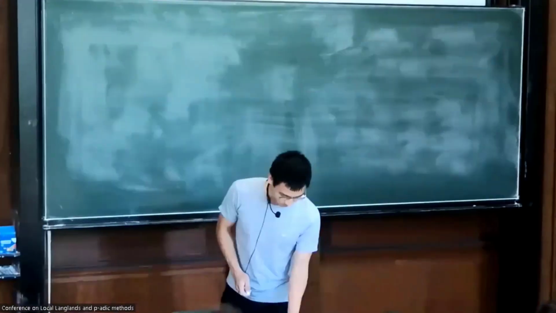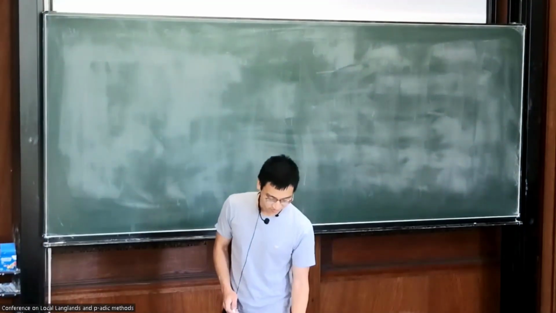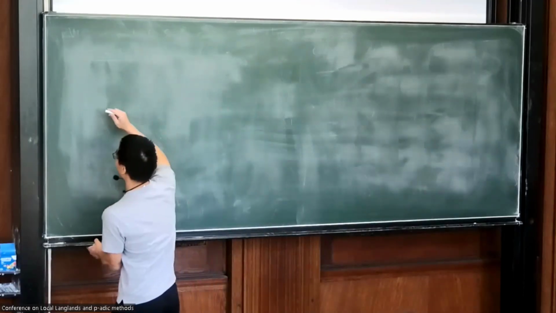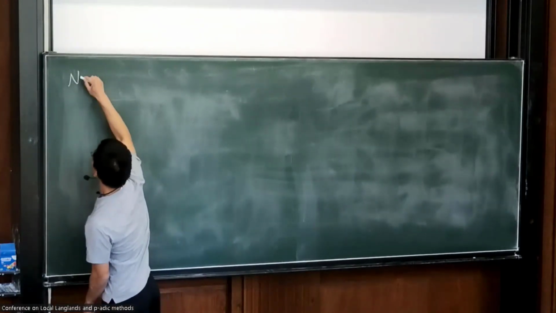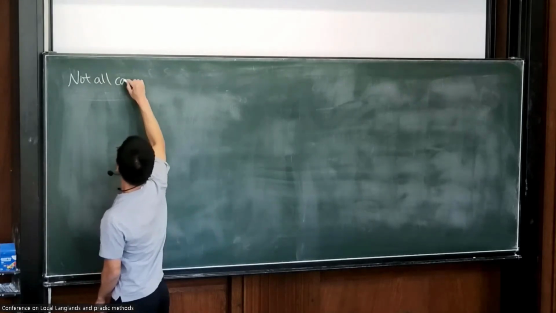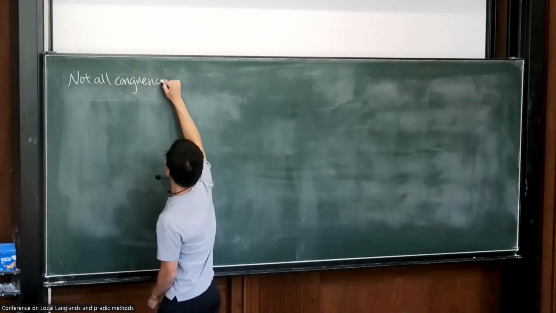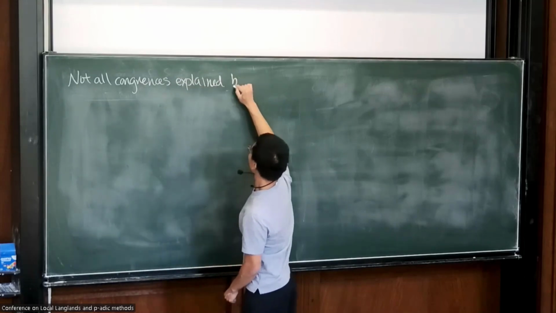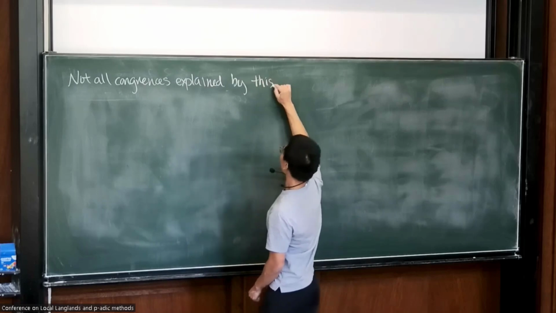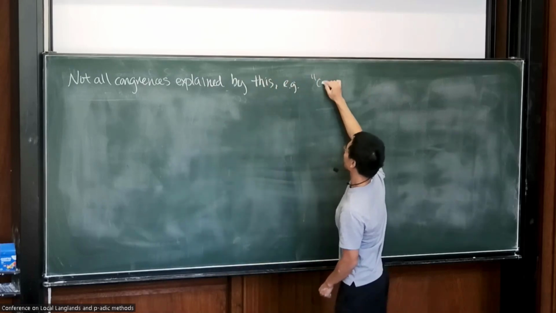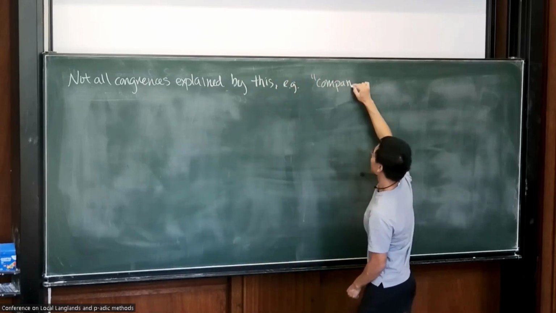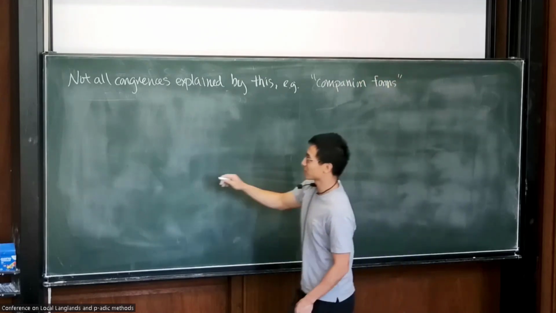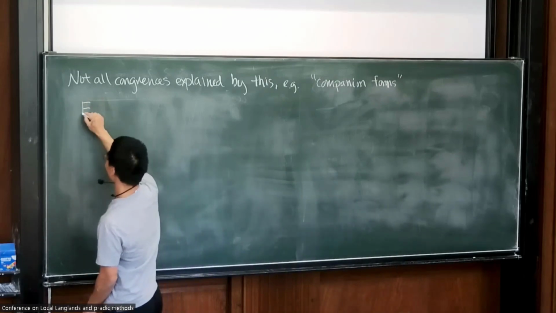Okay, so now we've explained this kind of zero probability event, but not all congruences are explained by this kind of consideration. For example, there's this phenomenon of companion forms that's not explained by this. So let me give you an example. Well, I'm going to partially give you the example.